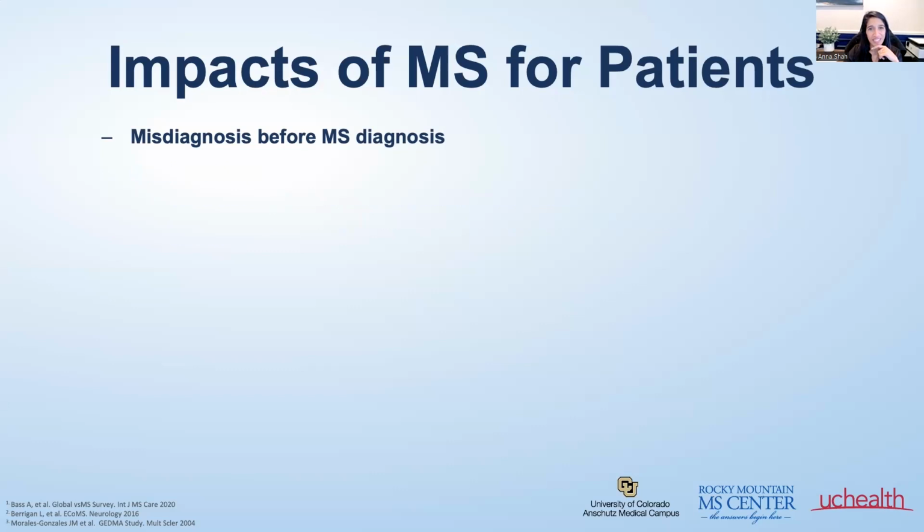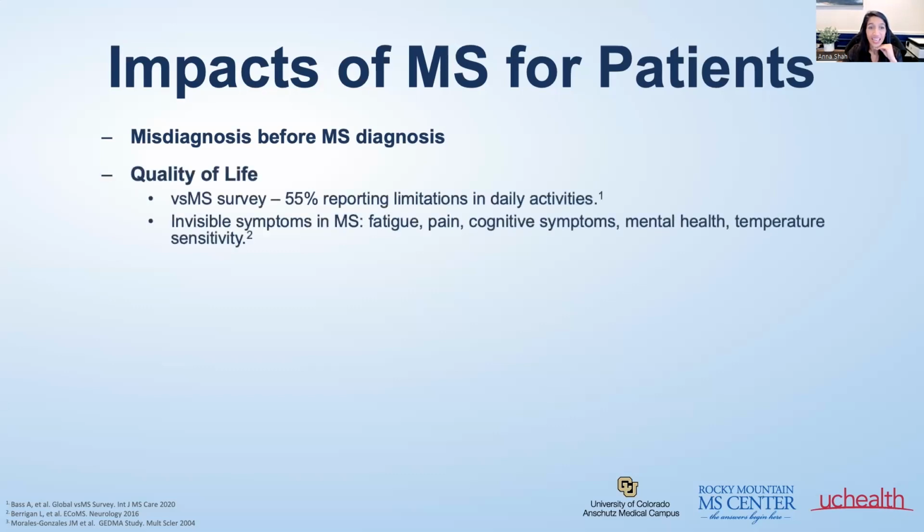Misdiagnosis before the actual MS diagnosis is quite common. Some studies report up to a third of patients are being misdiagnosed before they officially get diagnosed with MS. Most common misdiagnoses include things like anxiety, or functional neurologic disorders or psychogenic disorders. This tends to be more prevalent in women and individuals of color. In different quality of life surveys that have looked at several thousand patients, I thought this was particularly important: well over half of patients are reporting limitations in their daily activities related to symptoms that they have gotten as a result of their MS.